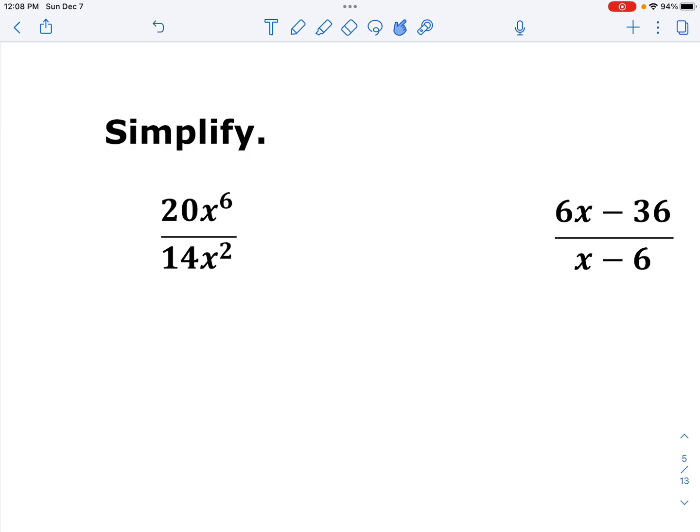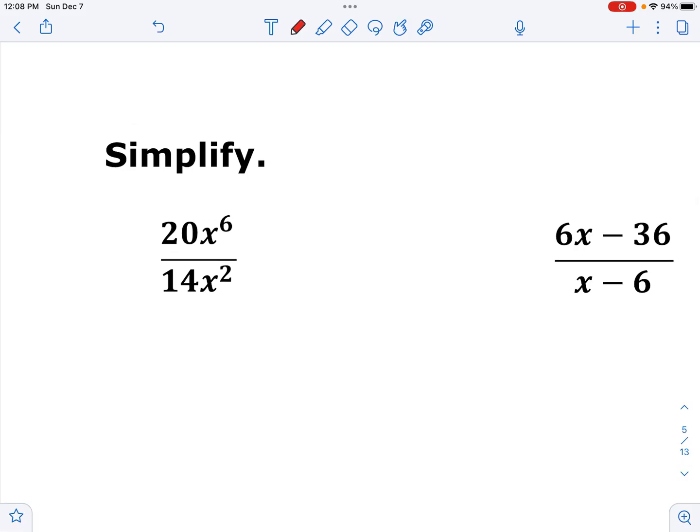I know that x to the 6th divided by x to the 2nd, I subtract, so that would give me x to the 4th. I would have 4 x's on the top. Now 20 over 14, they both have a common factor of 2, so this would reduce to 10/7. If you're not great with reducing fractions, feel free to use your graphing calculator. But you'll notice I have the x to the 4th on the top. That's because there are more x's up top than on the bottom. If there were more on the bottom, you would put it down here.